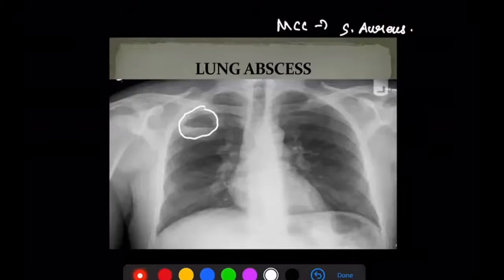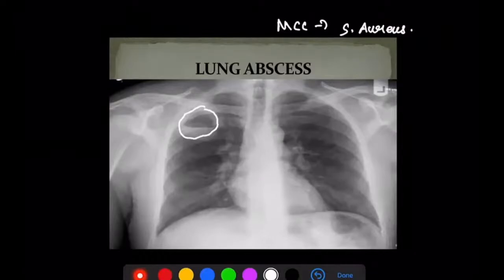A lung abscess or pulmonary abscess is a localized suppurative process within the pulmonary parenchyma. It happens only in the lung parenchyma and is characterized by tissue necrosis with marked acute inflammation. So this is lung abscess.